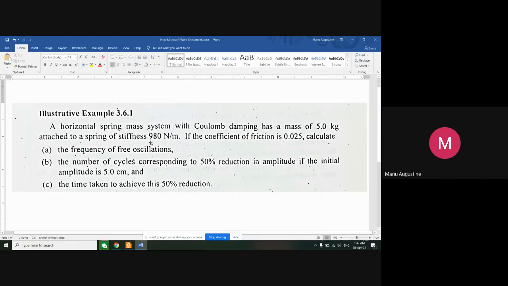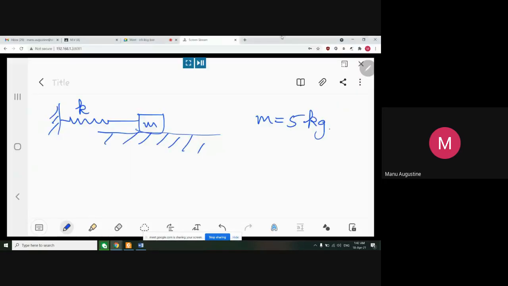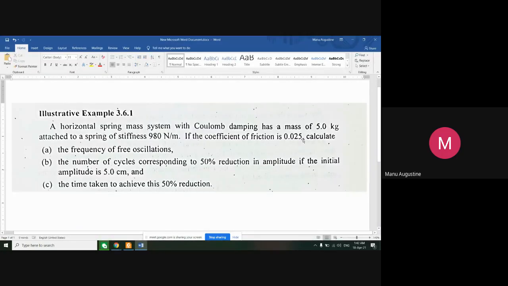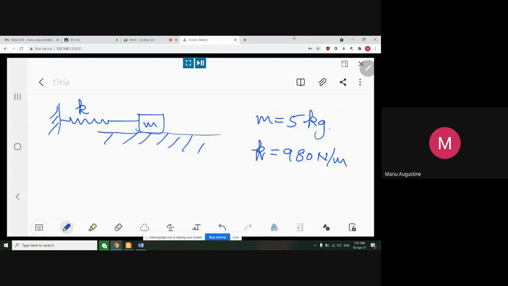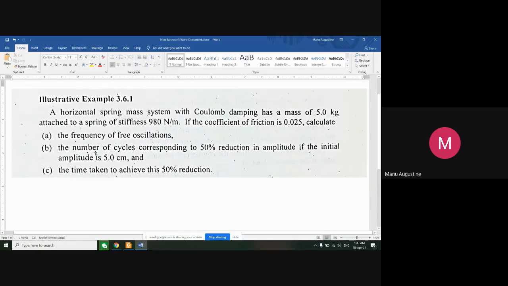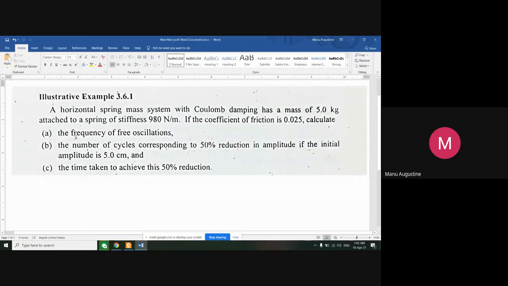It is attached to a spring of stiffness 980 Newton per meter. So thankfully this is in SI units. So सीधे सीधे मैं 980 न्यूटन पर मीटर लिख लेता हूँ. अगर सेंटीमीटर या कोई दूसरा यूनिट दिखे तो you need to convert it into SI units, Newton per meter. चलो this is good. The coefficient of friction is 0.025. Coefficient of friction generally अपन mu से represent करते हैं. So let us write this as 0.025. ठीक है. You should know if you have studied engineering mechanics कि coefficient of friction की कोई unit नहीं होती. It is a dimensionless constant. So it is simply 0.025. Now this is what you have to calculate. Find the frequency of free oscillations.